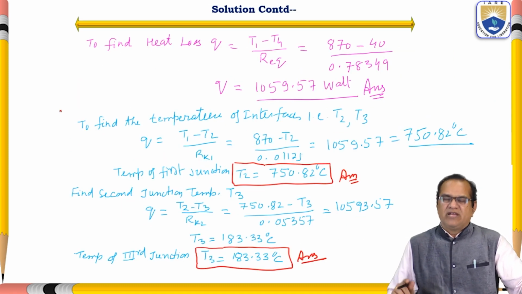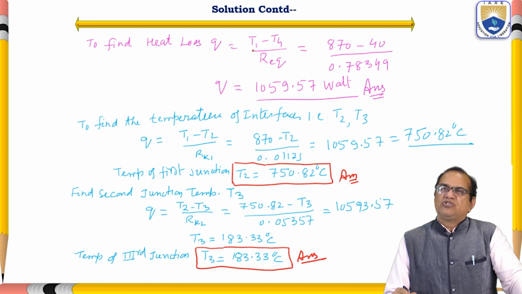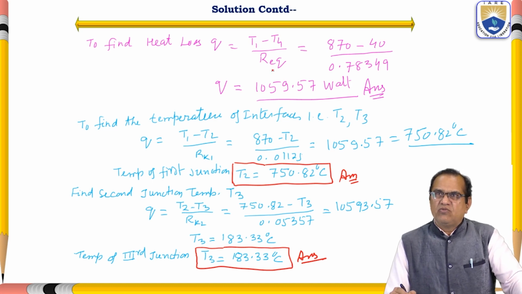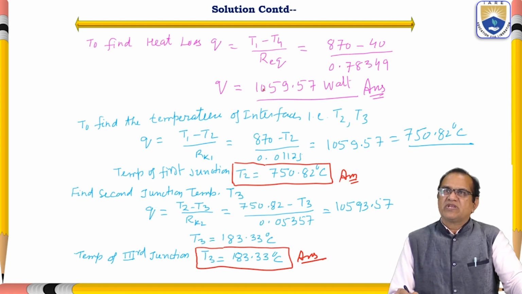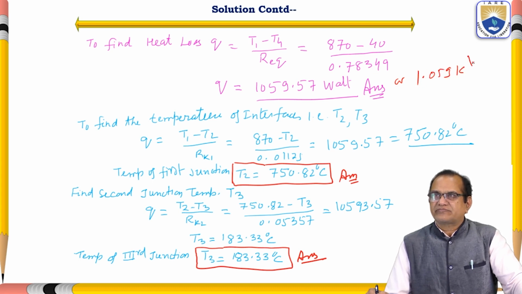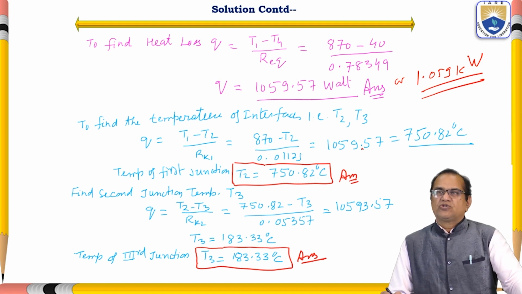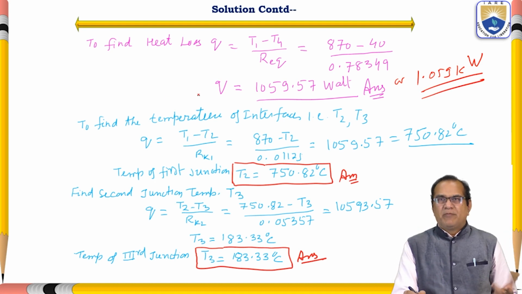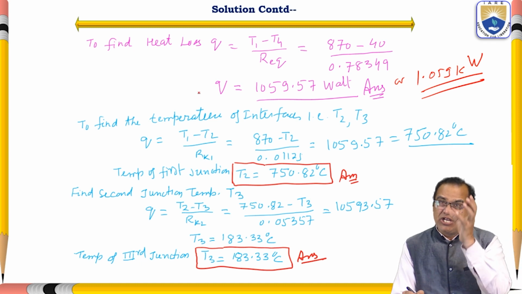To find the heat loss, Q is equal to T1 minus T4 by R equivalent. T1 is equal to 870 degrees centigrade, T4 is equal to 40, and R equivalent is equal to 0.78349. So we can get Q is equal to 1059.57 watt, or 1.059 kilowatt. So we got the one answer, but we have to find out the temperatures T2 and T3.